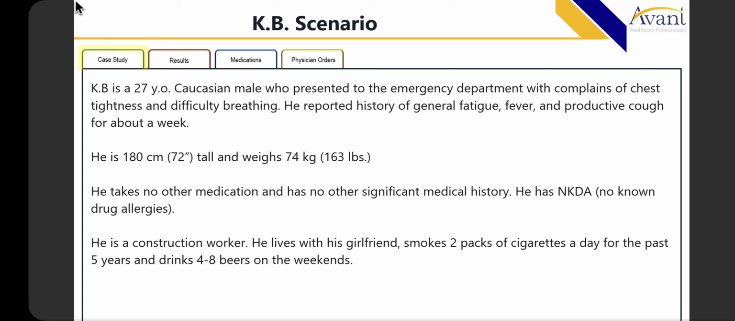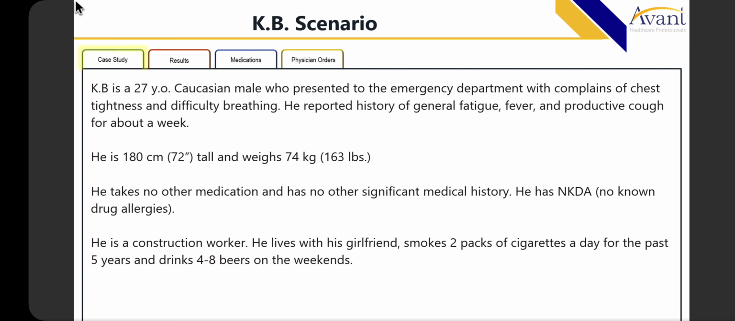He is 180 centimeters tall. He's 74 kilograms. Now, he doesn't take any other medication and has no other significant medical history. He has no known drug allergies. He is a construction worker. He lives with his girlfriend and smokes 2 packs of cigarettes a day for the past 5 years and drinks 4 to 8 beers on the weekends.